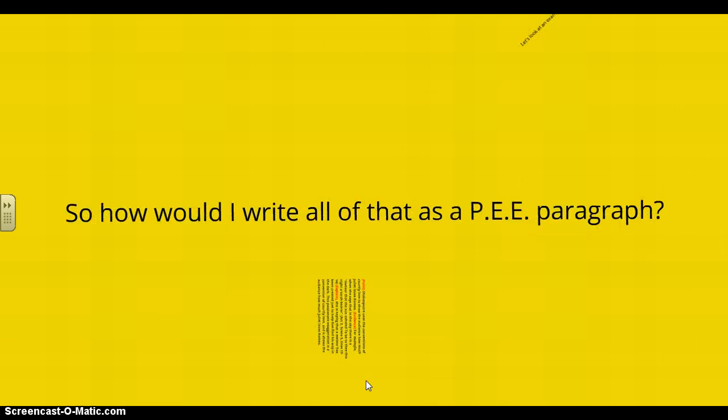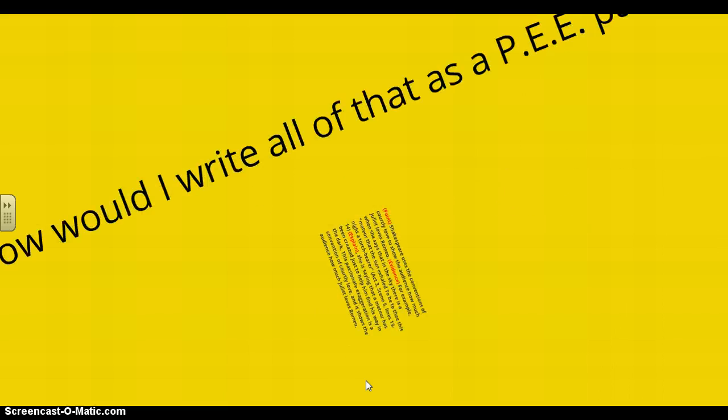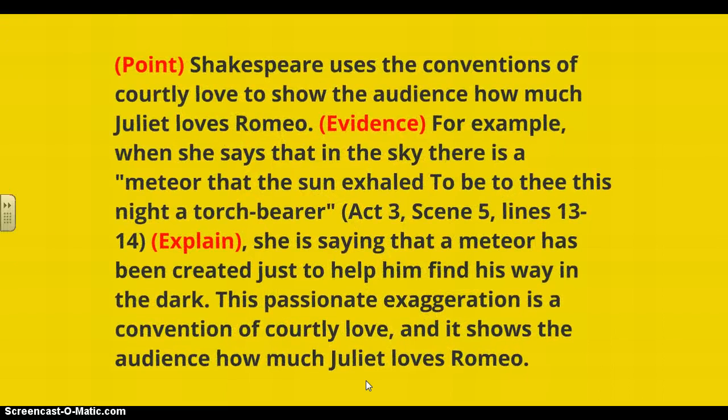So how would I write all of that as a P paragraph? I know it seems like a lot. Point. Shakespeare uses the conventions of courtly love to show the audience how much Juliet loves Romeo. Evidence. For example, when she says that in the sky there is a meteor that the sun exhaled, to be to thee this night a torchbearer.